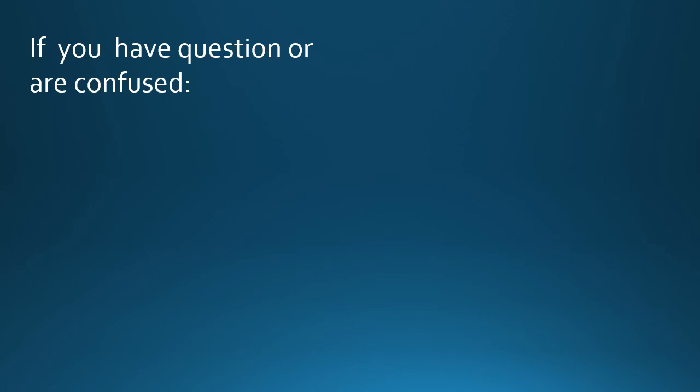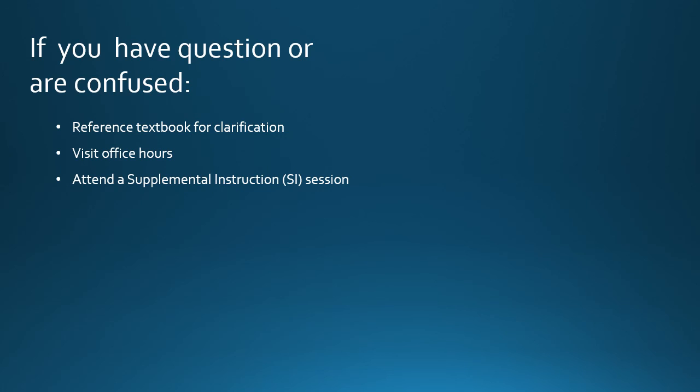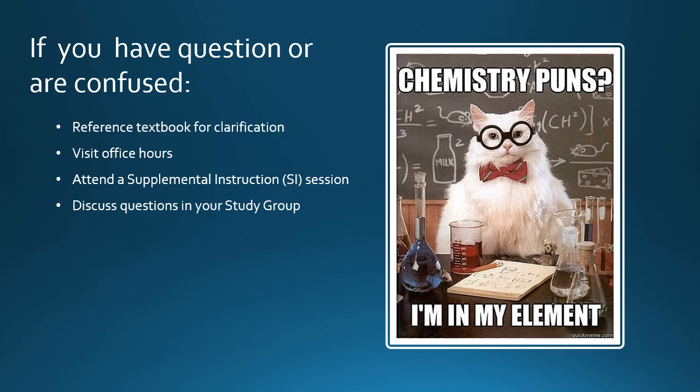And that concludes the lecture on matter. If you have any additional questions or you're confused, there's a number of things you can do. First, reference your textbook for clarification and see if you can figure out where your confusion comes from on your own. You can visit the office hours of any of our teaching assistants. You can attend a supplemental instruction session, and always come prepared to class to discuss any questions you have with your study group.